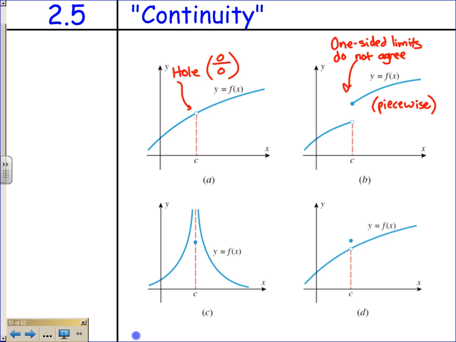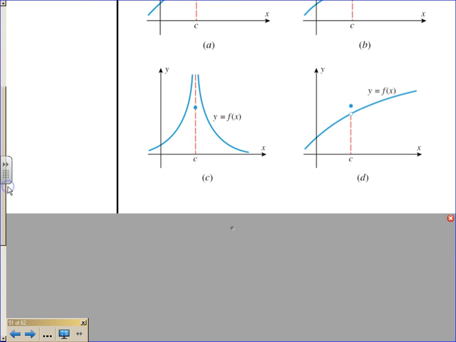Part C. What kind of discontinuity? Vertical asymptote, right? So we could say that it has an infinite limit. We could say it's a vertical asymptote. When we plug in, remember, that's infinite form, so number over 0, right? Can't factor out, can't be removed. Does anybody notice, though, what's weird about part C?